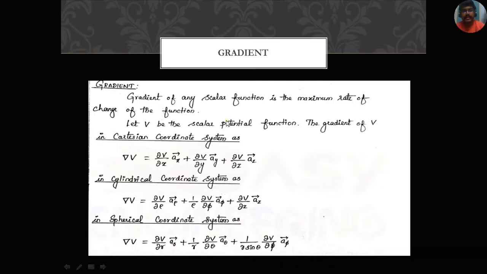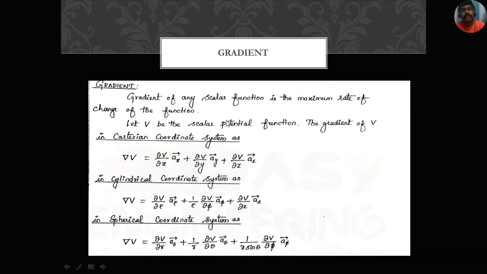The formulas for gradient, curl and divergence. Gradient of a scalar function is the maximum rate of change of the function. Let us consider V to be the scalar potential function.